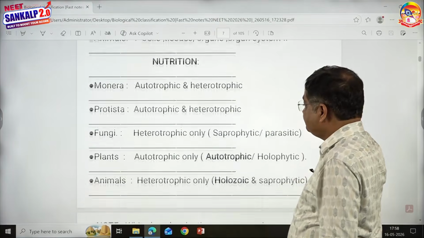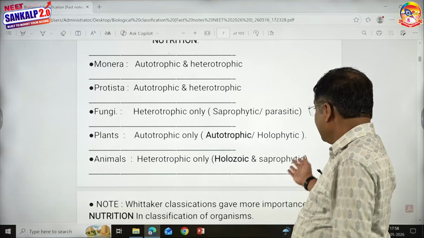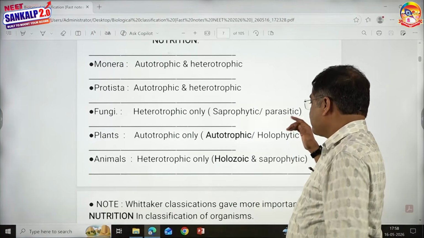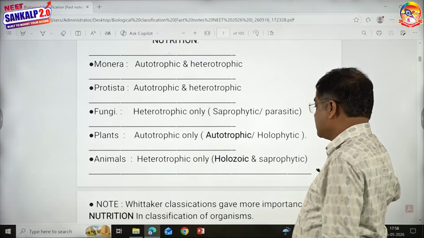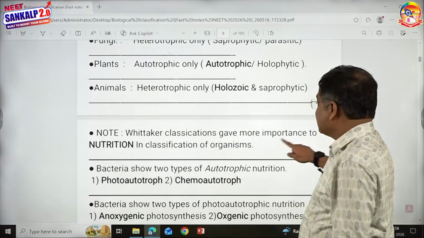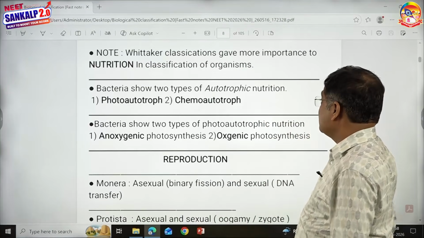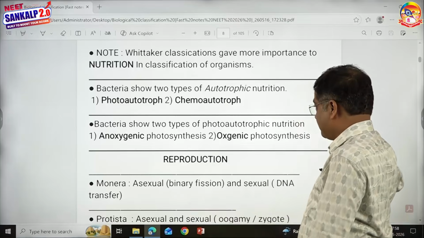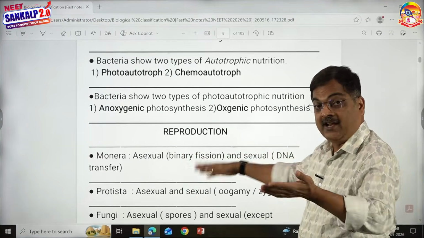Coming to plants, they're autotrophic. Coming to animals, they're heterotrophic. They may be even saprophytic, according to the NCERT textbook. In the table, saprophytic is also a word. Holozoic, the ingestive mode of nutrition, is also distinct to animals. Now, Whittaker's classification has given more importance to nutrition. Bacteria have 2 types of autotrophic nutrition. We'll come back to this point after a minute. And bacteria show 2 types of photoautotrophs also, anoxygenic and oxygenic.